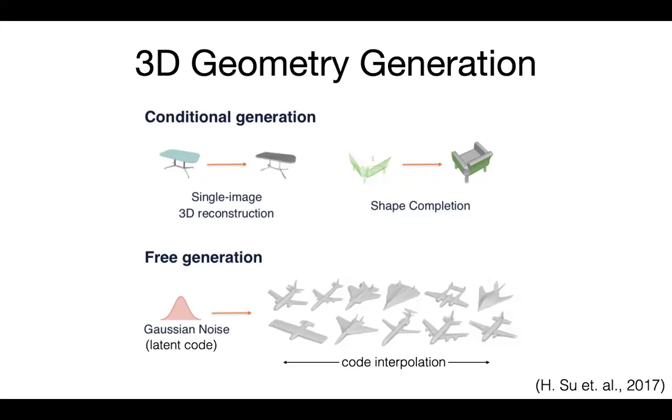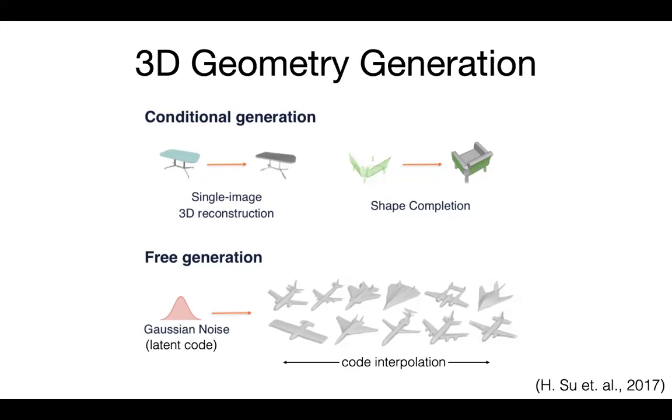And then we can do shape completion, because we look at this and say, well, this is part of a shape, and then I'm going to complete what's missing. So these are two different types of conditional generation. This one is conditional on an image, and this one is conditional on parts of an object.